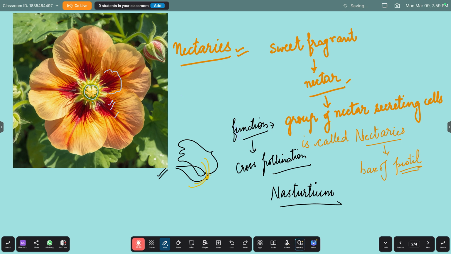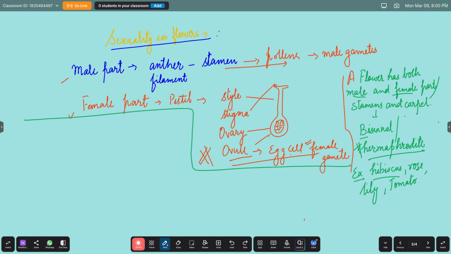Then we talked about the nasturtium plant, where nectaries are produced. Now what are the nectaries? They are the sweet fragrant glands present which secrete the nectar, or the group of cells present at the base of the pistil. What is the function of it? They help in the attraction of the insects, which help in cross pollination.